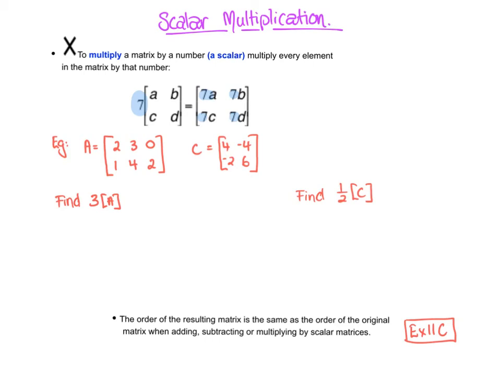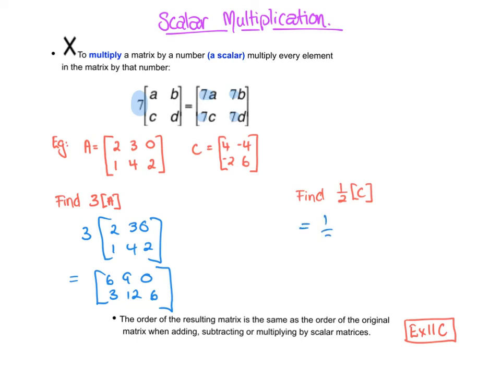All right, so if we've got 3 times A, what we really have is matrix A with a 3 out the front of it. So you just multiply everything inside. So 2 times 3 is 6, 9, 0, 3, 12, and 6. So that's pretty easy. If you have half, so if we've got C written out, it could look like this.